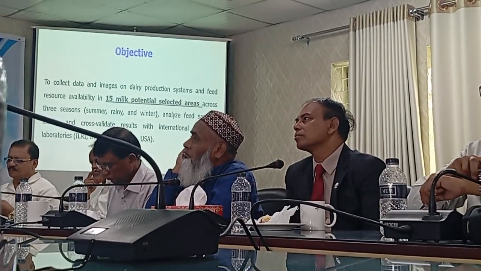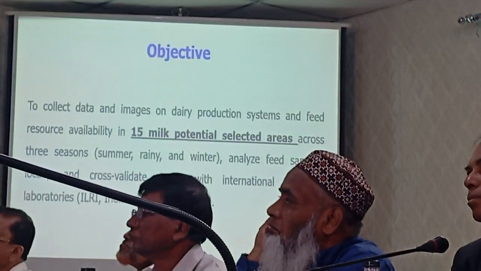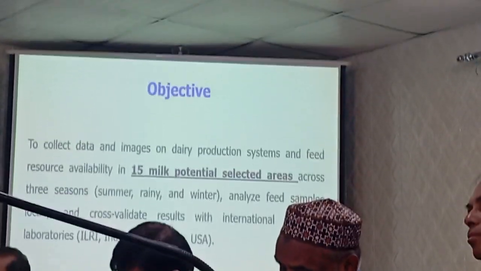So the overall objective of this project is to collect data and imaging on dairy production systems and feed resource availability from the 15 milk-potential selected areas. You may ask why 15, why not more? Because we have less time and it is a very laborious job to complete the whole of Bangladesh. But we have done something, we will show you.